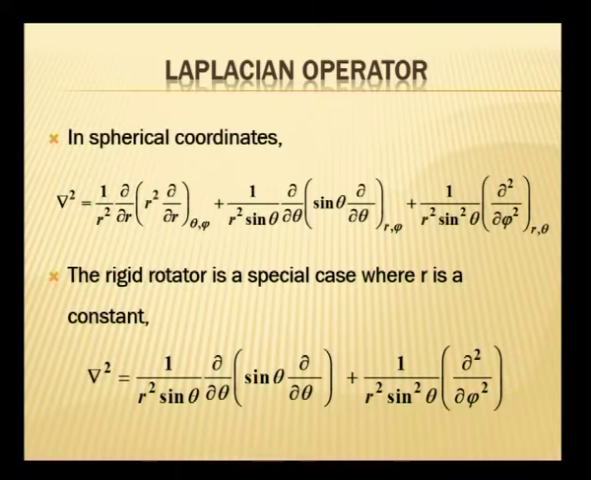Now, in the case of the rigid rotator, r is a constant. So, do not worry about the first term, get rid of the first term. You rewrite del square in terms of only theta and phi, okay? Because for the rigid rotator r is a constant, this particular term will vanish, and so del square will be 1 by r square sin theta into dou by dou theta of sin theta dou by dou theta, plus 1 by r square sin square theta dou square by dou phi square. There are two terms which you have here, right.